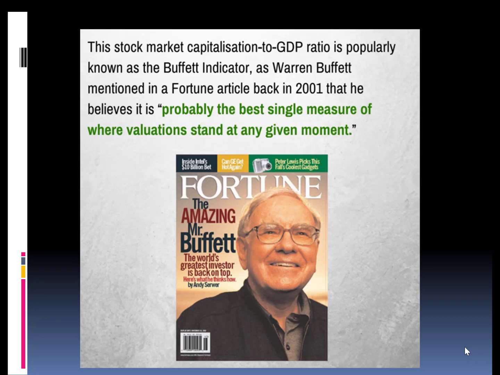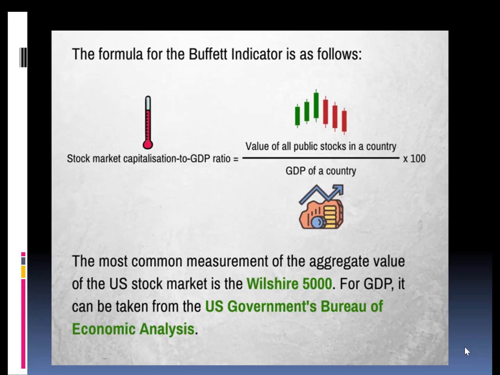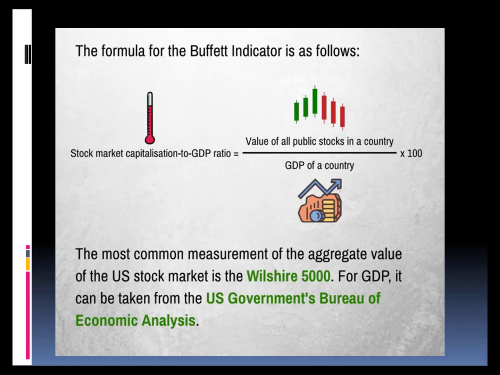The stock market capitalization to GDP ratio is popularly known as the Buffett Indicator, as Warren Buffett mentioned in a Fortune article back in 2001 that he believes this is probably the best single measure of where valuations stand at any given moment. The formula for the Buffett Indicator is as follows. Value of all public stocks in a country divided by the GDP of a country times 100.